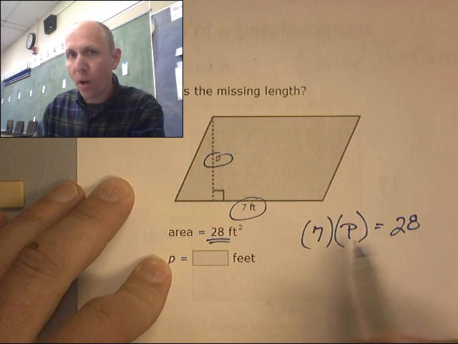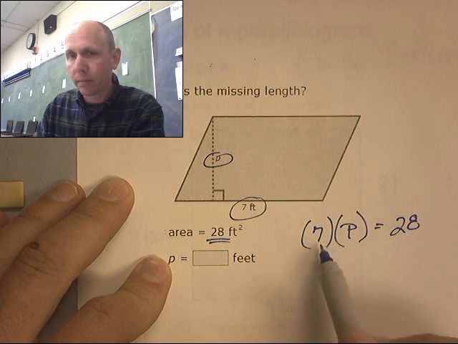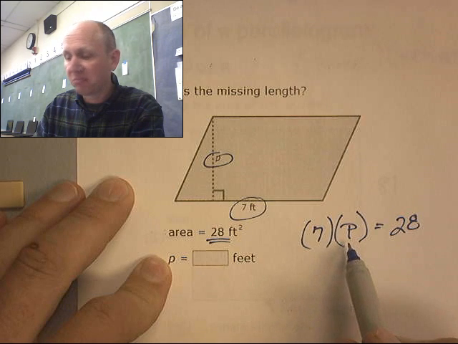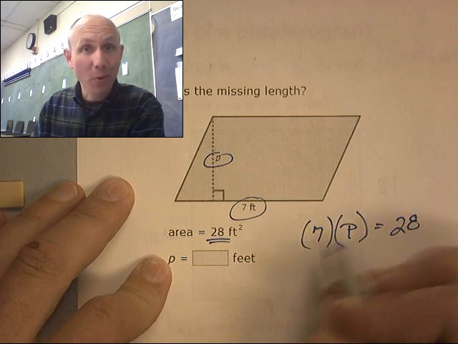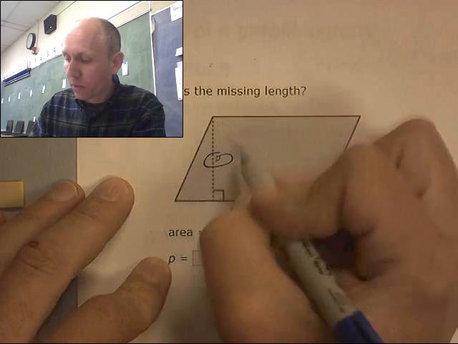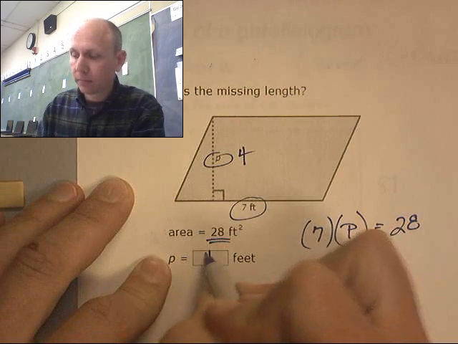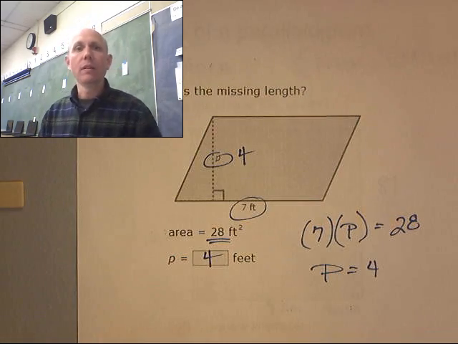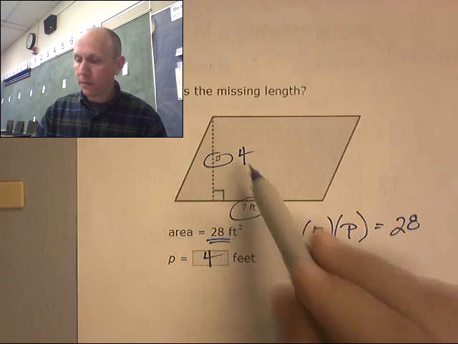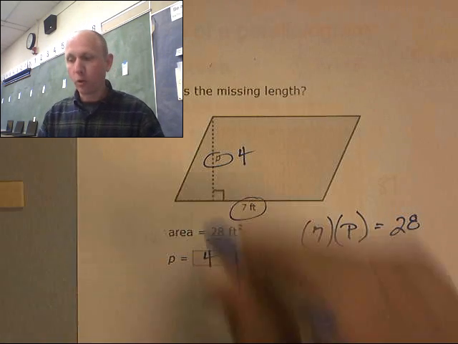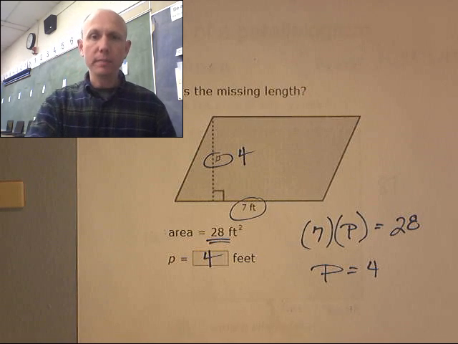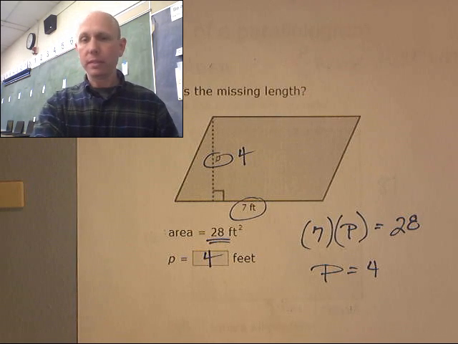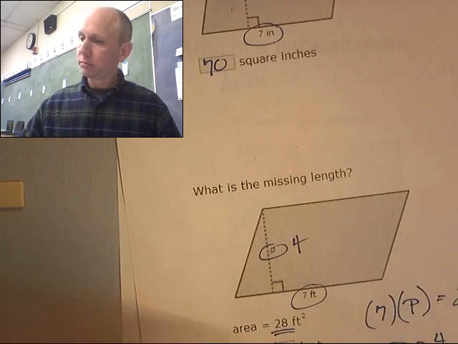7 times what is 28? 7 times 2? No. 7 times 3? No. 7 times 4? Yes. P equals 4. 4 feet. 7-foot base, a 4-foot height, 4 times 7 is 28 square feet. There you go. I like that one. That was good. Okay.